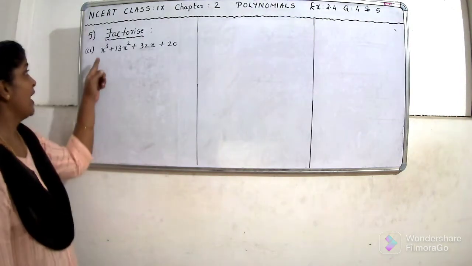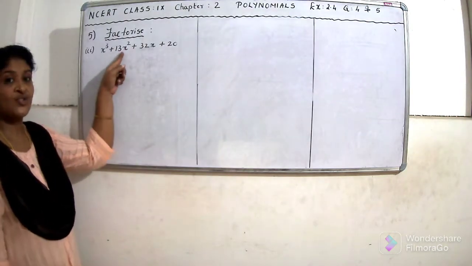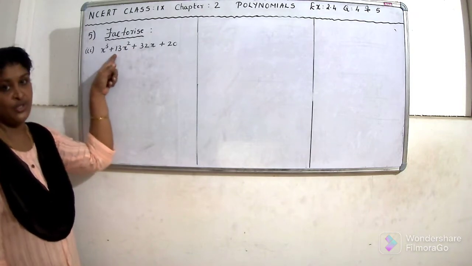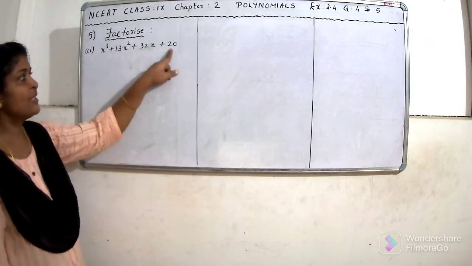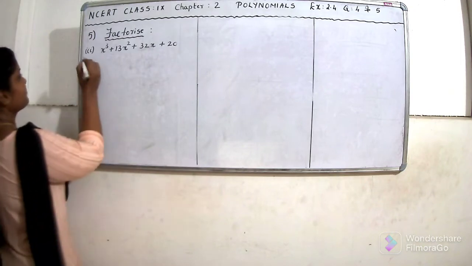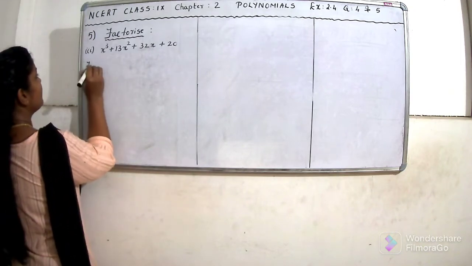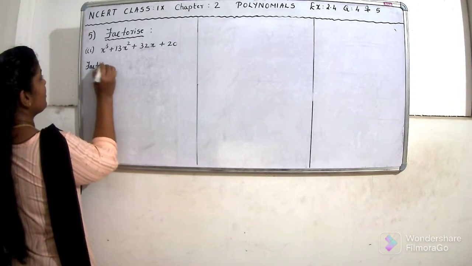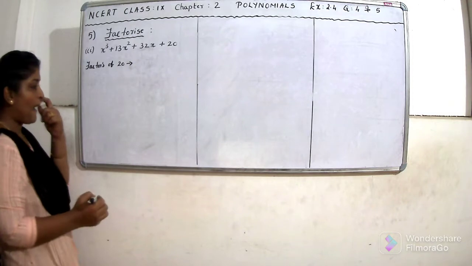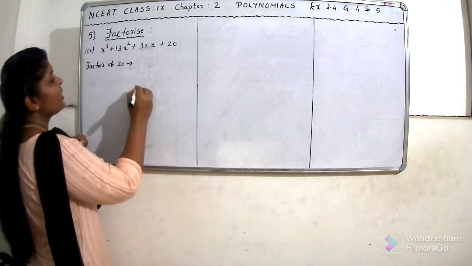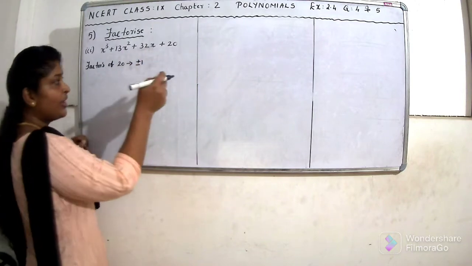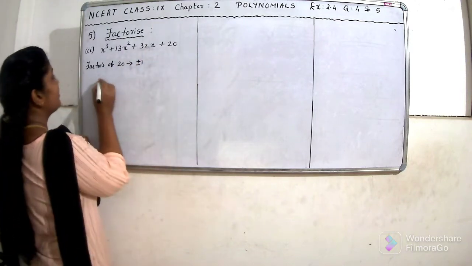Third question, x cube plus 13x square plus 32x plus 20. Everywhere positive sign, plus sign. Okay, so let us start with 20. Find out the factors for 20. We know the factors of 20. Positive and negative 1, that means 1 into 20. So we can write it that way.